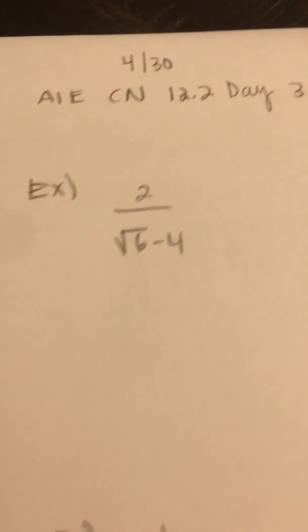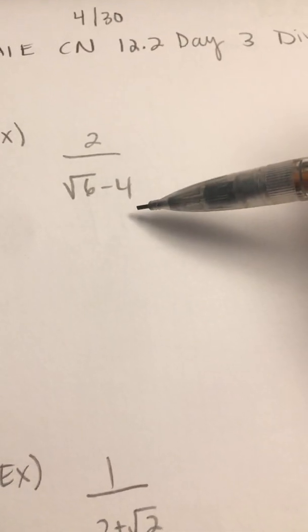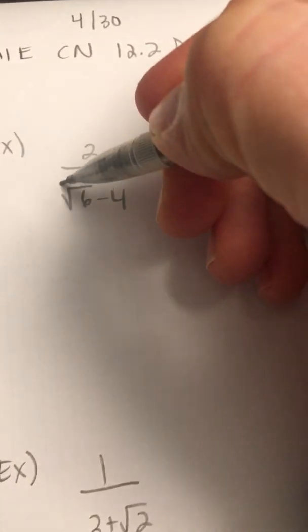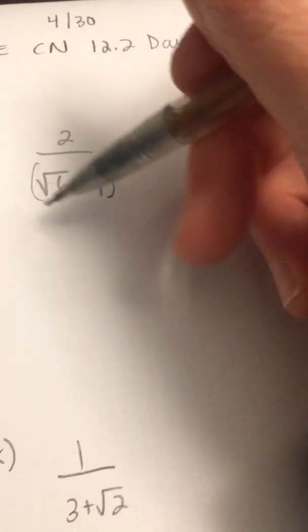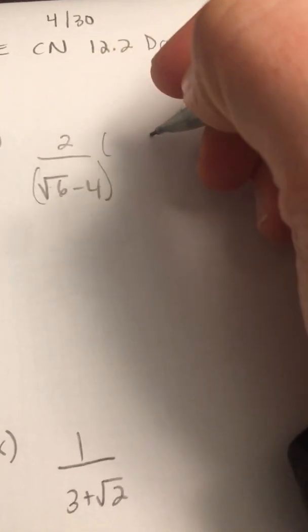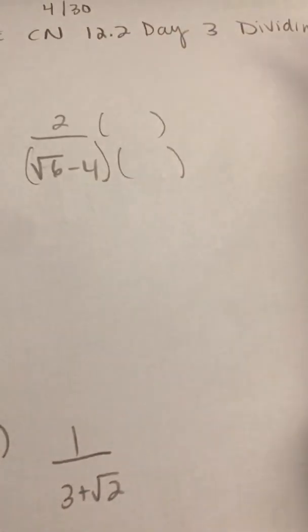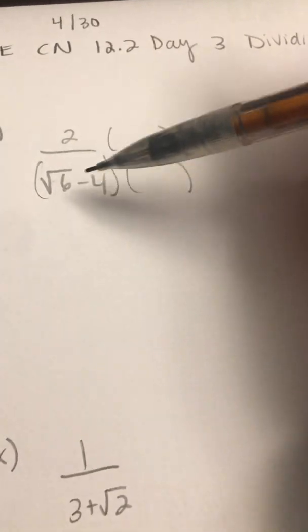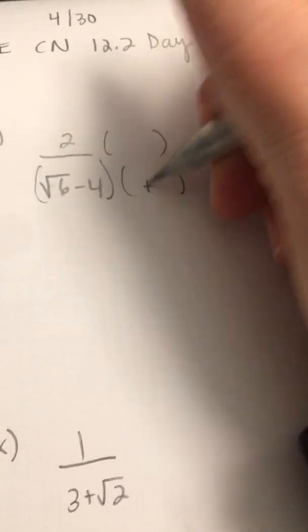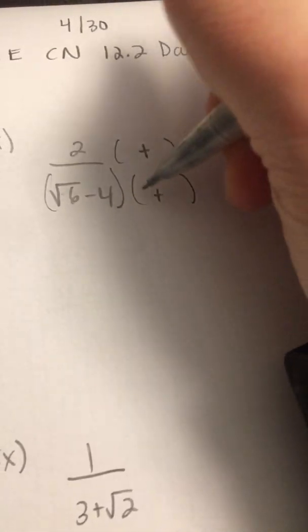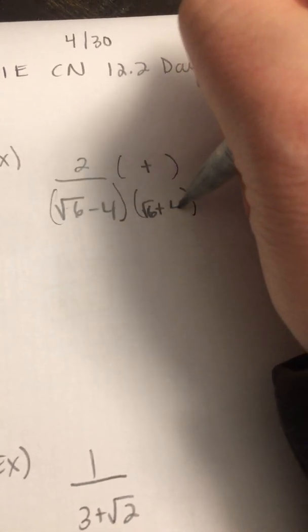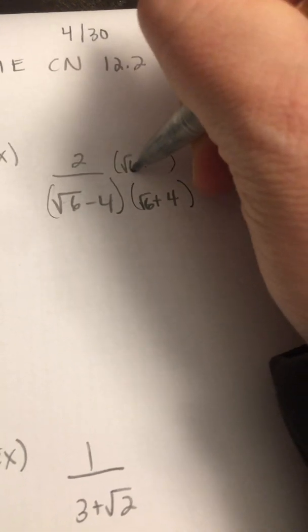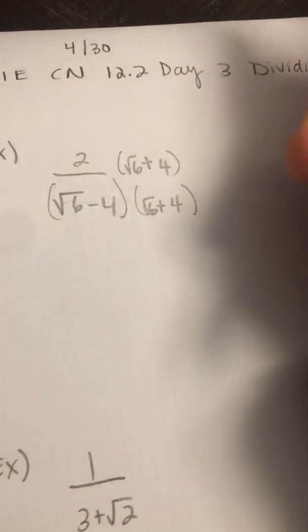Our first example, I have 2 over the square root of 6 minus 4. So this is where I'm saying we have a binomial in the bottom, two terms in the bottom, and we can't have the root in the bottom. And so to get rid of that root in the bottom, you multiply the top and bottom by its conjugate. This one has a minus, so I'm going to do a plus. Conjugate's going to be opposite sign. The root 6 and the 4 stay. So root 6 plus 4 is the conjugate.